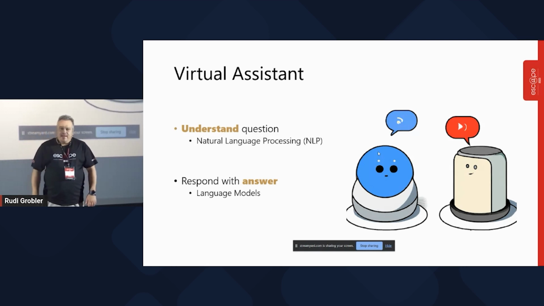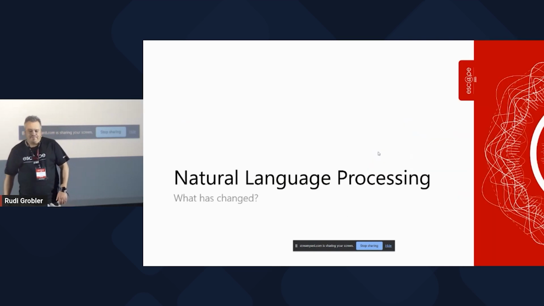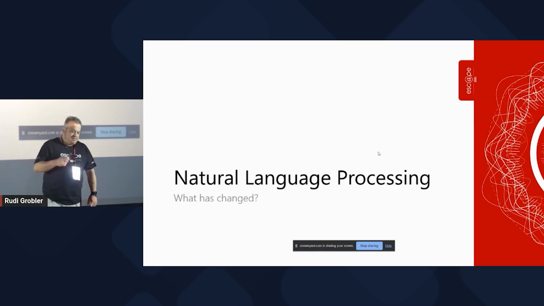So we will look at that. And then more specifically, where ChatGPT is really shining is in answering the question, or giving you back the response that you're actually expecting. And here it's using what are called language models underneath the covers. So let's look at natural language processing, or NLP.